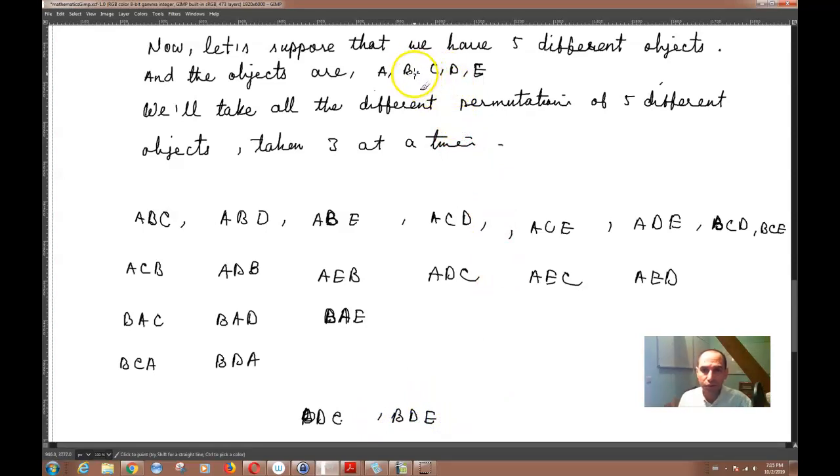And then you can take B with, so we have taken B with A, B with C, B with D, and B with E. So BEA, and BEC, and then BED.